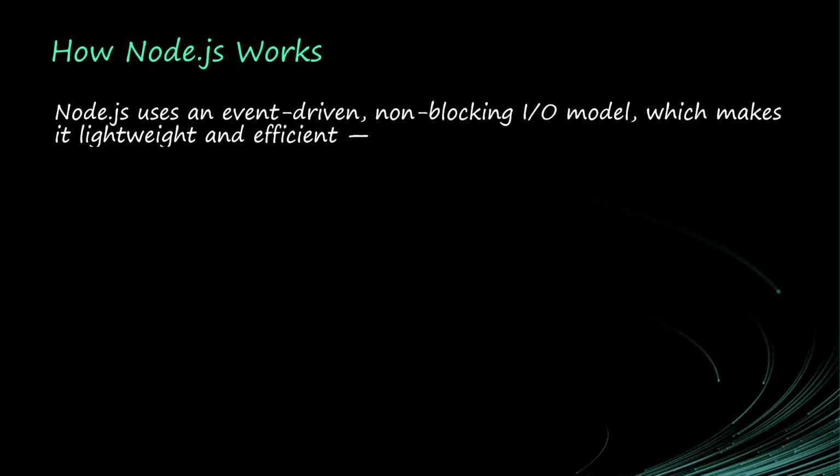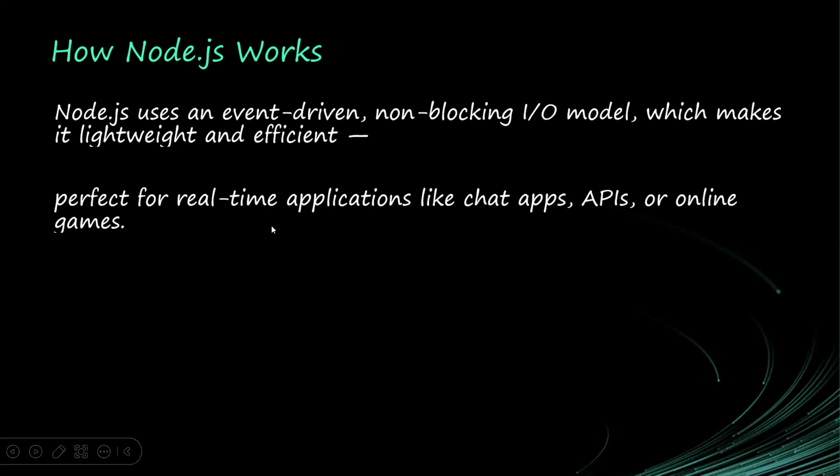How does Node.js work? Node.js uses an event-driven, non-blocking I/O model, which makes it lightweight and efficient. So the thing is this, I've been speaking a lot of jargon right now, but I'm not going to go into details of what is event-driven, what is non-blocking I/O, stuff like that. But when we get into Node.js, maybe from day 40 or so, or even day 30, we'll dive into Node.js, okay? So we'll explain all these things one after the other. It's perfect for real-time applications like chat apps, APIs, or online games. So Node.js is just perfect for all these kinds of applications.